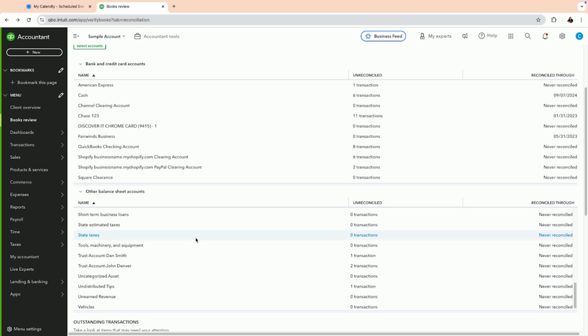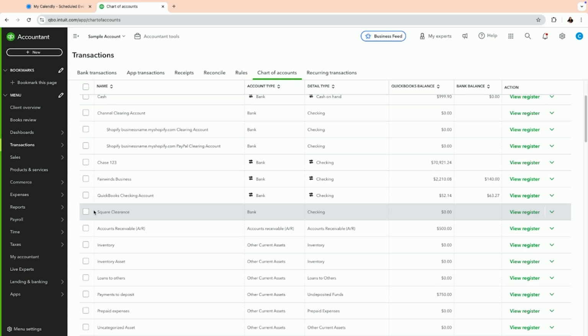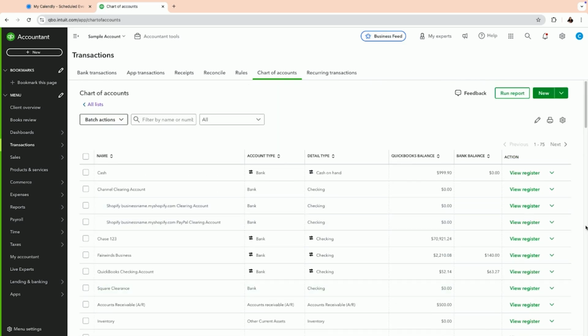Now, if you already reconciled and you want to make sure that everything is reconciled correctly, especially with the bank accounts, you want to go to your chart of accounts and you want to view register.